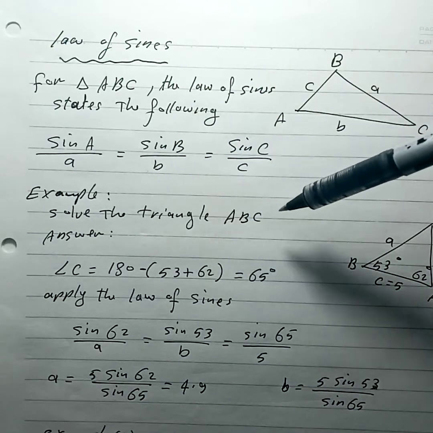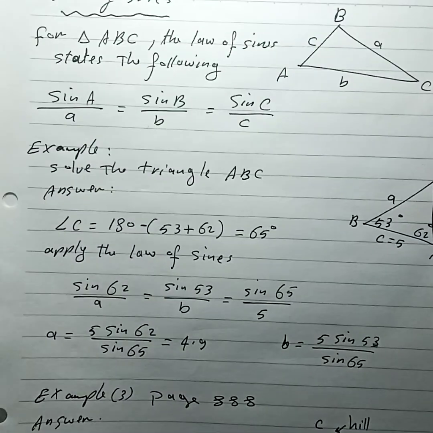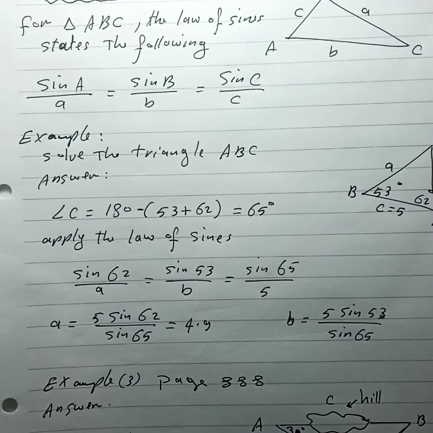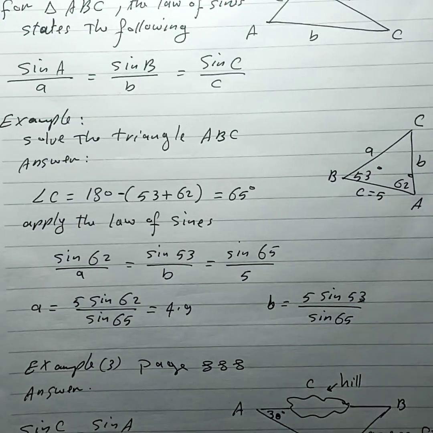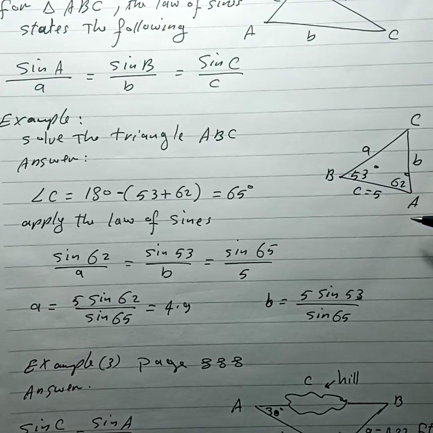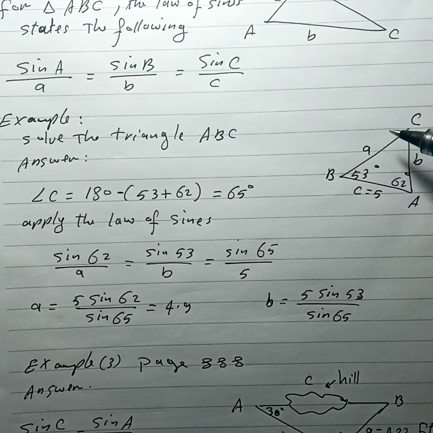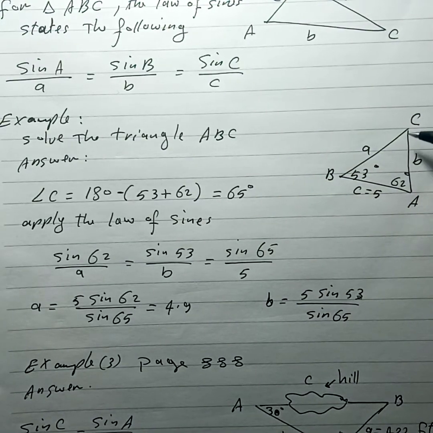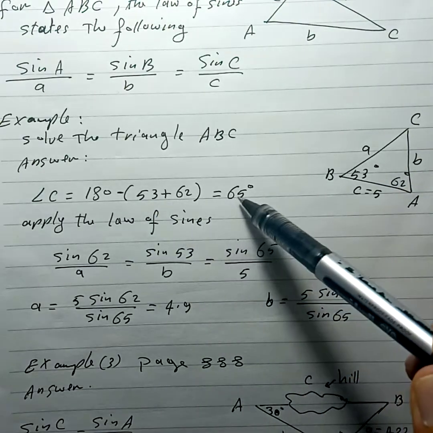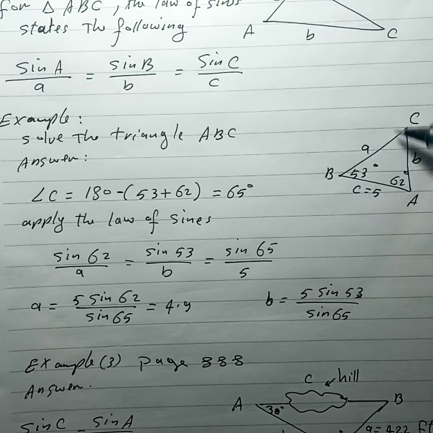Solve the triangle ABC. We have a triangle here that includes two angles and one side. We are missing this angle and these other two sides. Solving the triangle means getting the missing sides and angles. The easiest part is to get angle C. It is 180 minus the sum of the other two angles, so it's 65. How can I get side a, which is opposite to angle A, and side b, which is opposite to angle B?